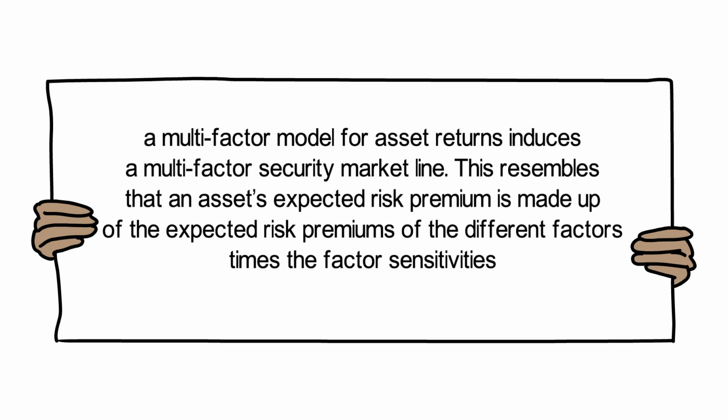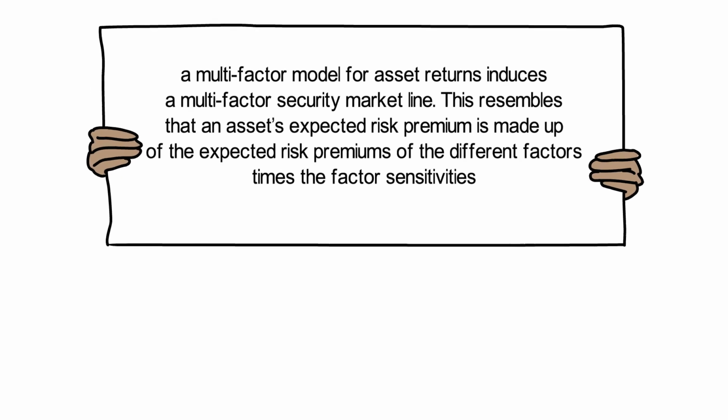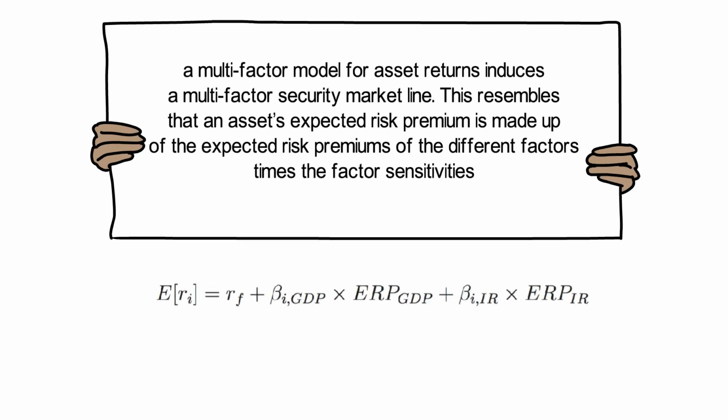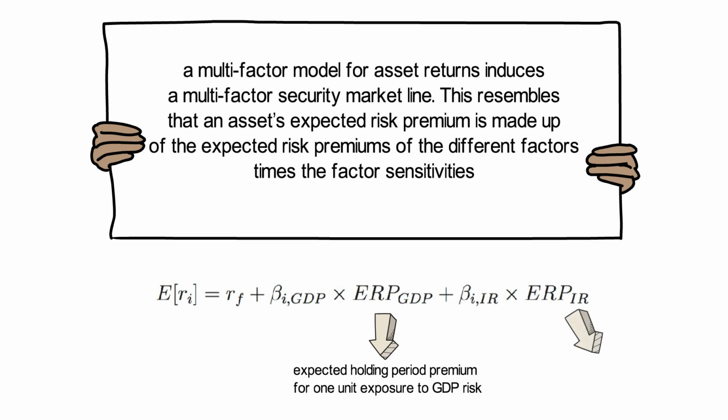Equation-wise, that means we can write the expected return of an asset within a linear multi-factor model as being equal to the risk-free rate plus beta_i,GDP times the expected risk premium for GDP plus beta_i,IR times the expected risk premium of IR, where ERP_GDP stands for the expected holding period premium for a 1-unit exposure to GDP risk, and ERP_IR is the expected holding period premium for a 1-unit exposure to interest rate risk.